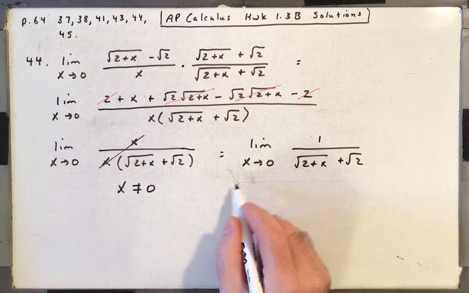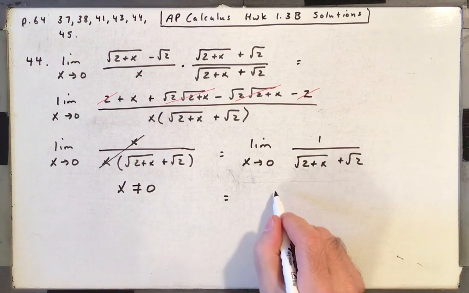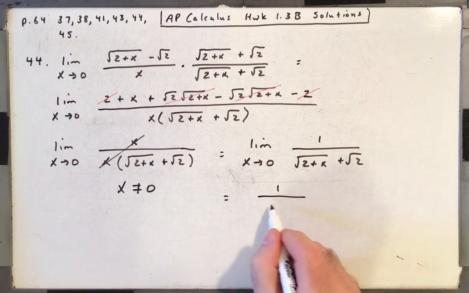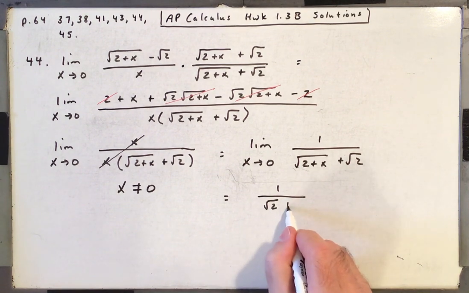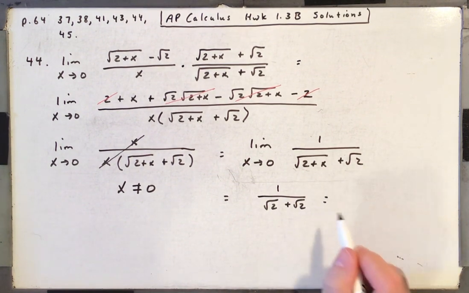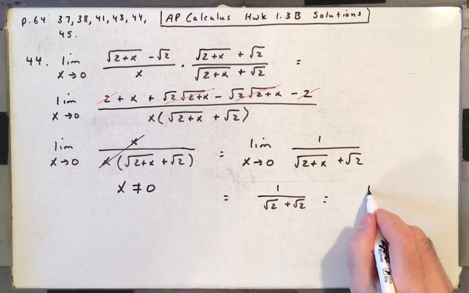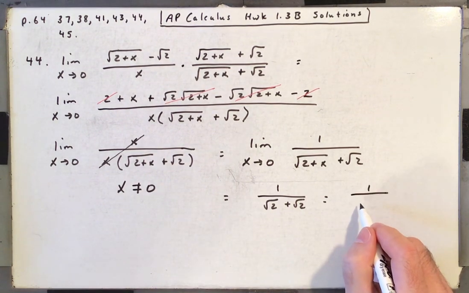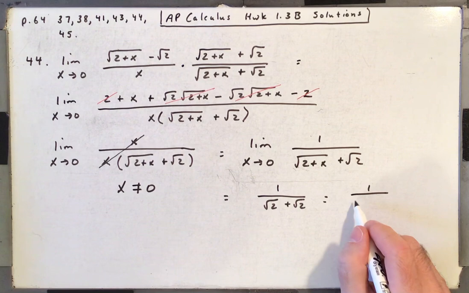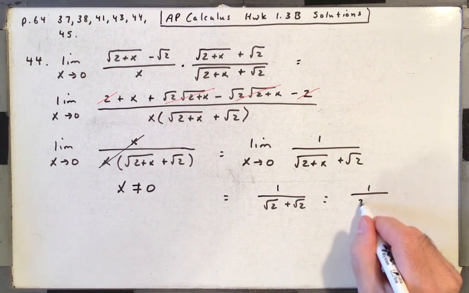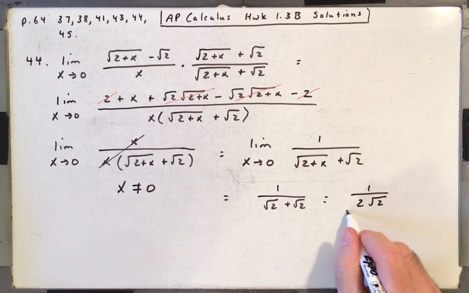Now we can plug in. You're not going to get 0 over 0 because the denominator is 1. That would be root 2 plus root 2. You've got 2 root 2's there, so we can rewrite that as 1 over 2 times the square root of 2. I am fine with that.